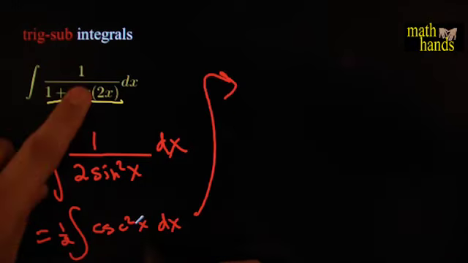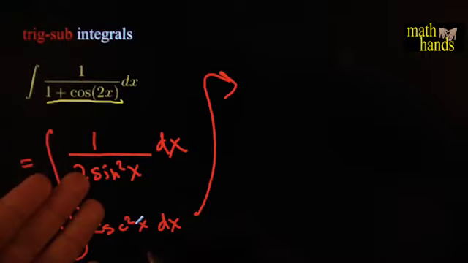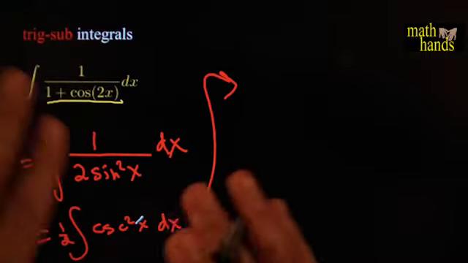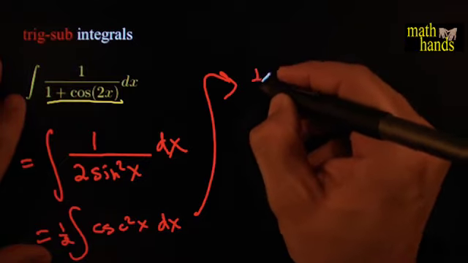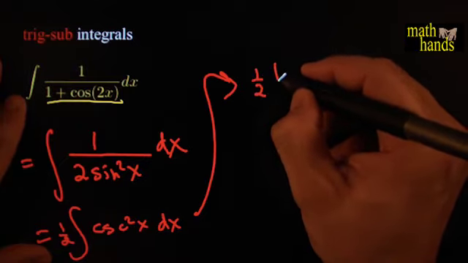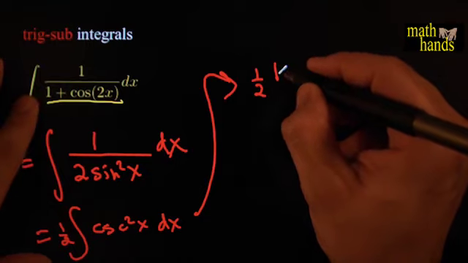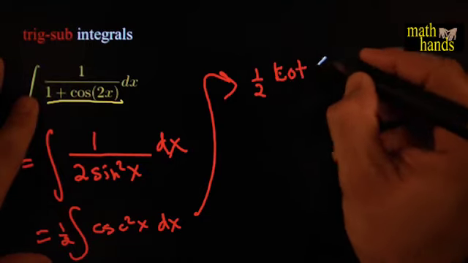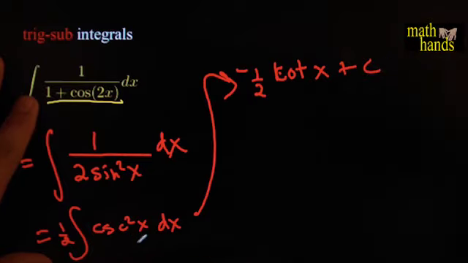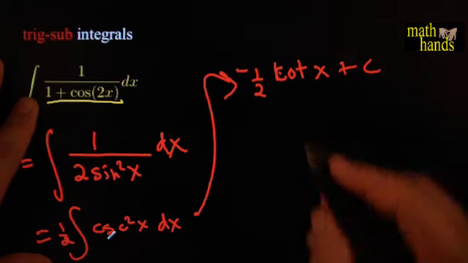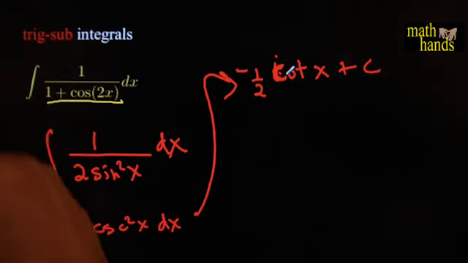Now, you couldn't do that with a binomial. You can't just put it up there like this. It's a totally different ballgame, totally different world, I should say. This becomes 1/2 times cotangent x, negative, plus a constant. That's a basic one, by the way. The antiderivative of cosecant square is negative cotangent. And that's it. That was easy, huh?